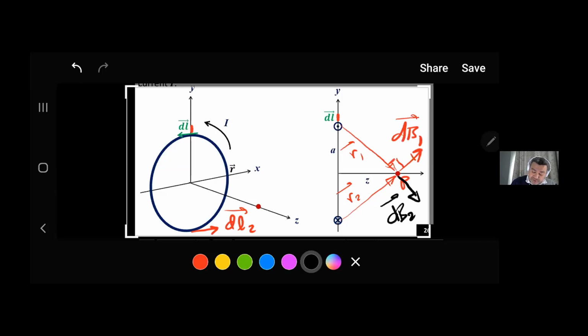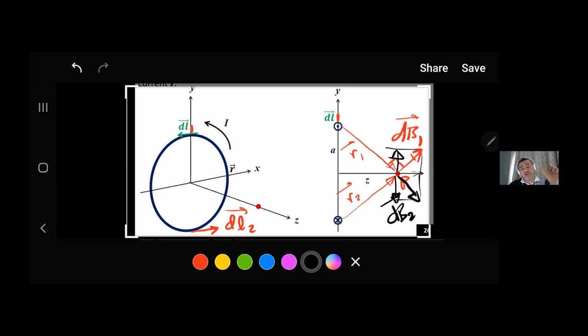If I want to find the total dB, the total differential magnetic field due to dl1 and dl2, those components will cancel, and those components on the z-axis will add. So I only have one component of the magnetic field, which is on the z-axis. Now remember, this is only for two differential elements that are mirrored against the xz plane.